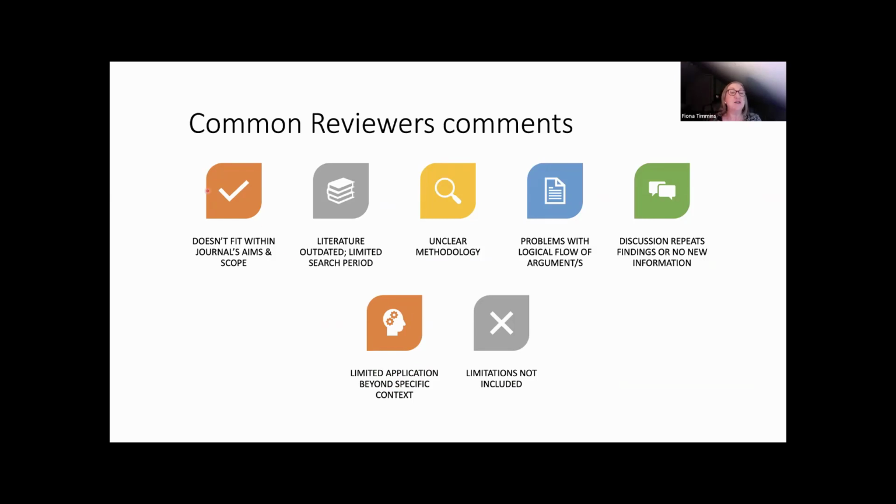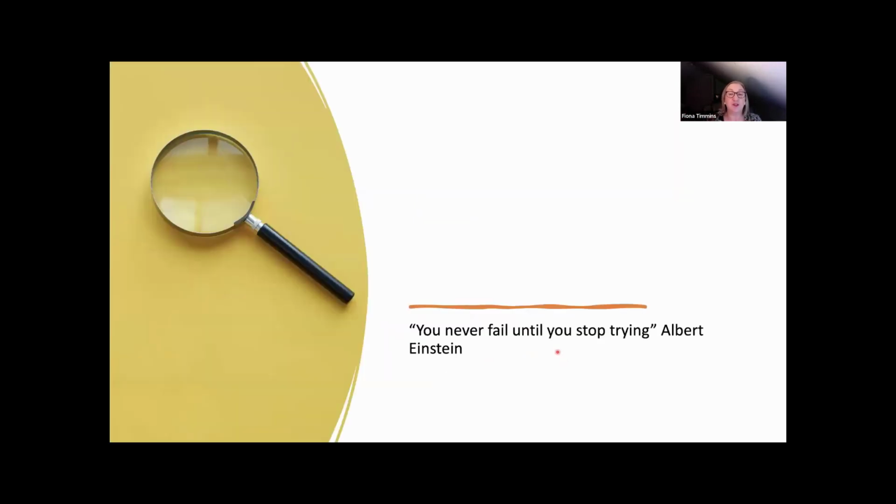This limited application beyond specific context really just takes a bit of thinking, as I mentioned in the discussion. And I can actually say to you, quite honestly, that this would be fairly standard. Most of the reviewers' comments are actually fairly similar once you've seen hundreds and hundreds of them, roughly speaking. And of course, logic would say to you then, if you can fit with the journal, if you have up-to-date literature, if you're clear in your writing, if you write logically and have a substantive argument flowing through, if your discussion does not repeat the findings and you show new information and you apply it beyond the context, including the limitations, well, surely they'll be published.